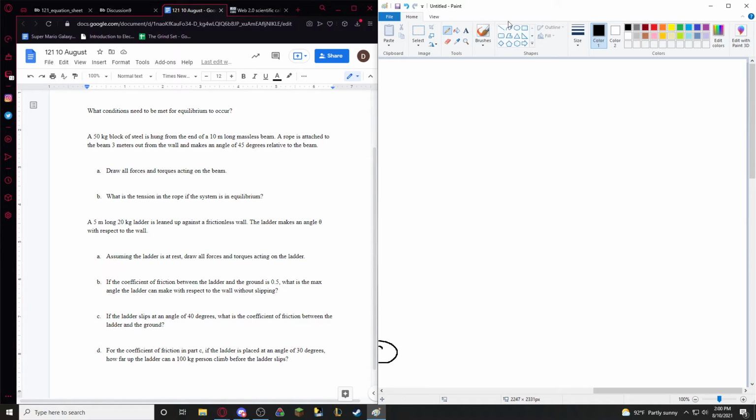So let's visualize. We have a wall, and we'll also have the ground. And we have our ladder here. It's going to make an angle of theta with respect to the wall. So, assuming the ladder is at rest, let's draw all the forces and torques acting on the ladder. Let's take 5 minutes and then we'll talk about it.